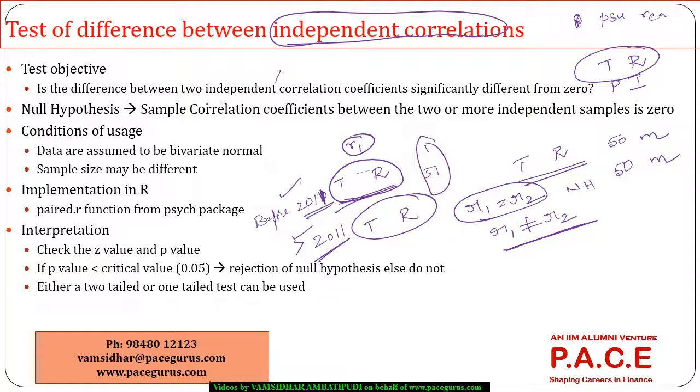So we are making a null hypothesis saying that the difference between the sample correlation coefficients of two or more independent samples is zero, which means R1 minus R2 is equal to 0.